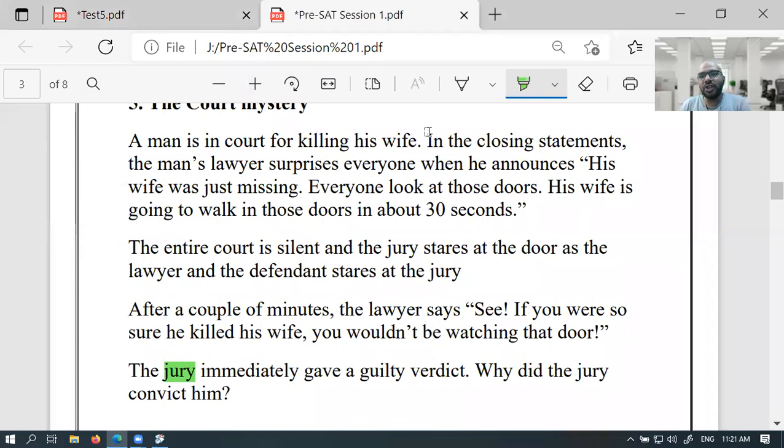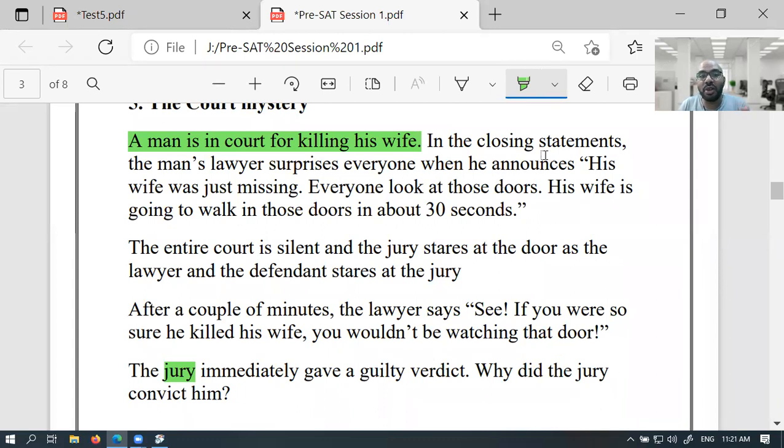All of you pay attention. A man is in court for killing his wife. So we still suspect that, we are not sure. In the closing statement, the lawyer surprises everyone when he announces.